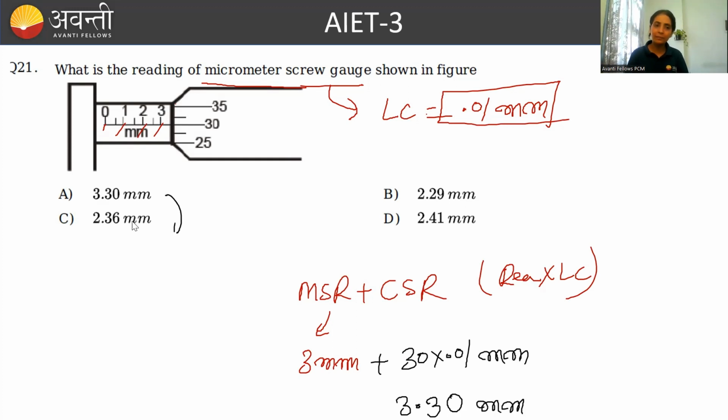If in the options, suppose one option is 3.30 and another is 3.3 millimeter, both in magnitude are the same, but one is talking about more resolution and the other is talking about less resolution. This is saying the instrument can measure up to 0.01 millimeter, and this is saying the instrument can measure up to 0.1 millimeter. But our least count is 0.01 millimeter. So the correct answer will be 3.30 millimeter, right?